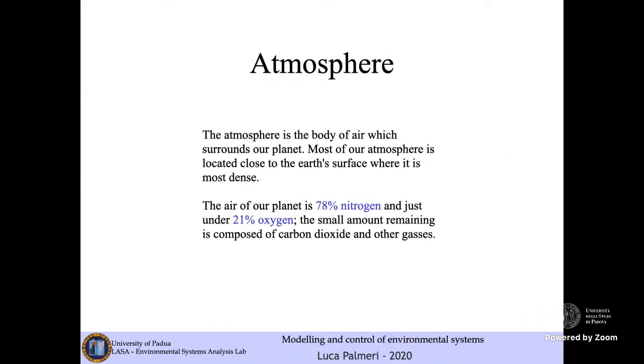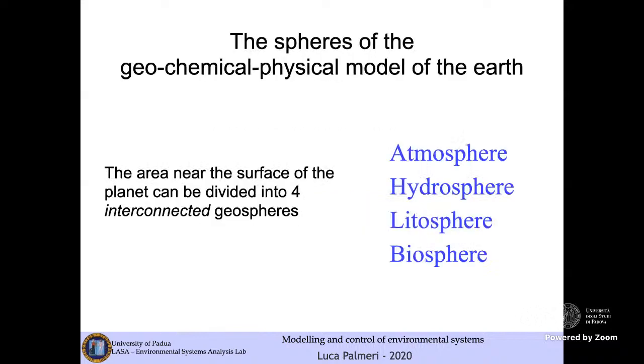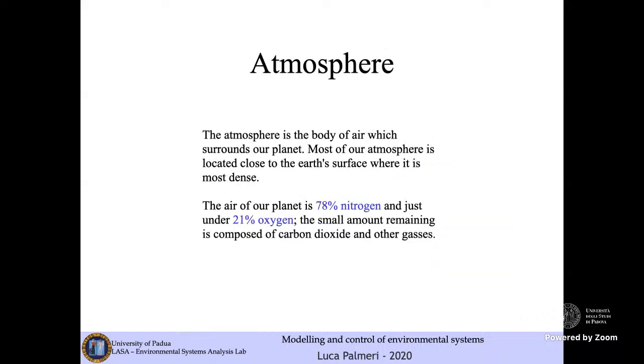Of course, the sphere that is most new for the environmental engineer is the biosphere. The biosphere is where all living process happens. And so we will spend the second part of our class in discussing processes happening in the biosphere, and we will give some examples of how to model these processes.